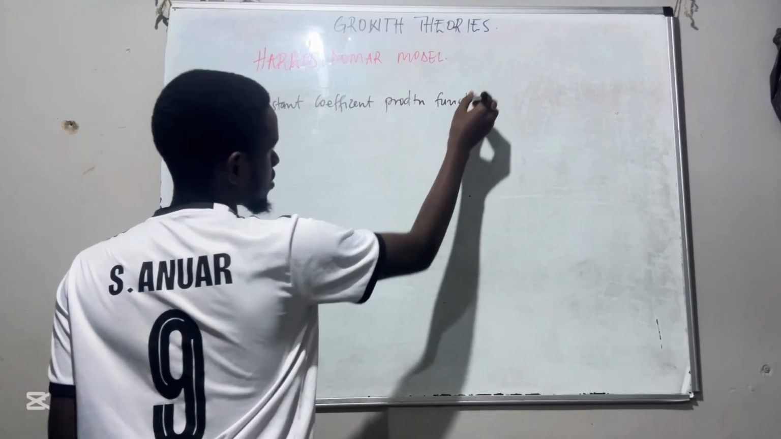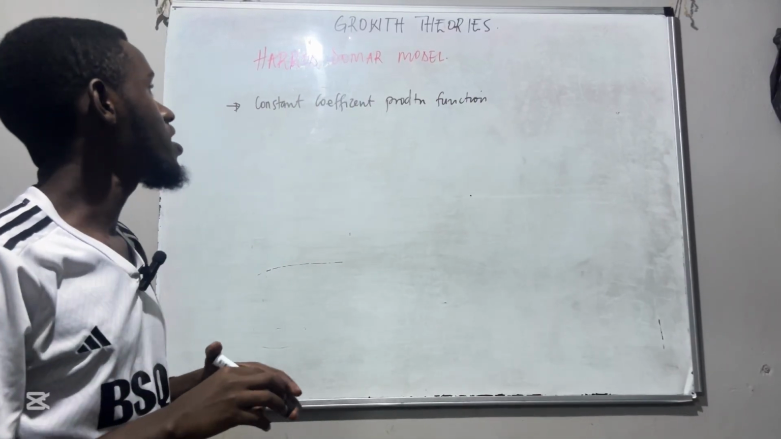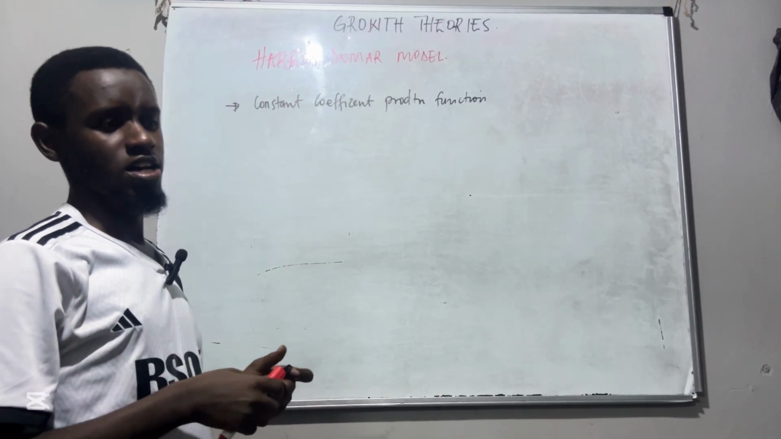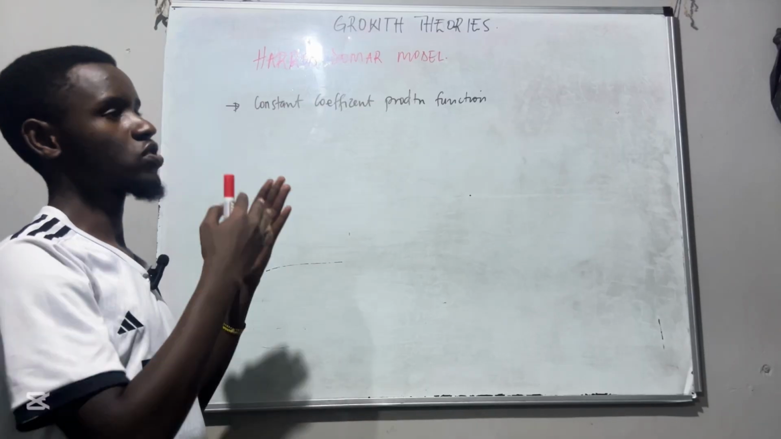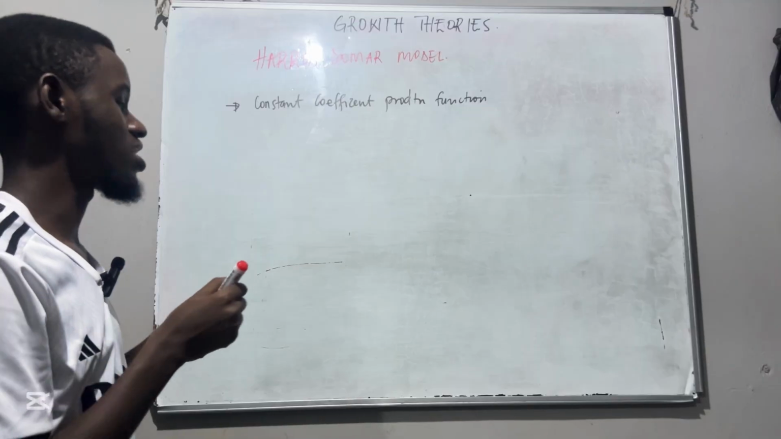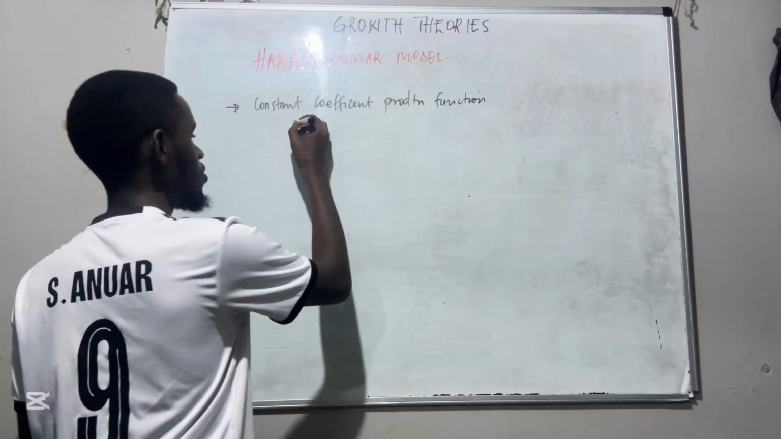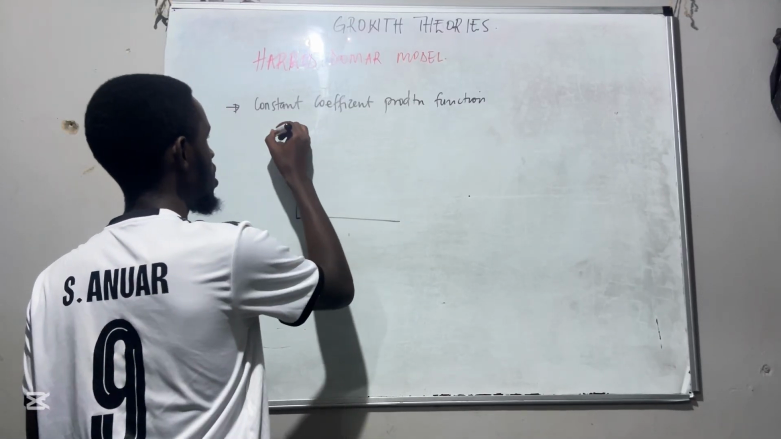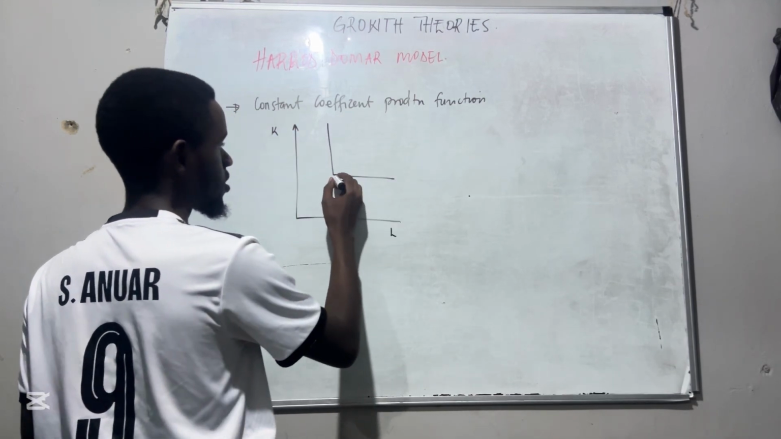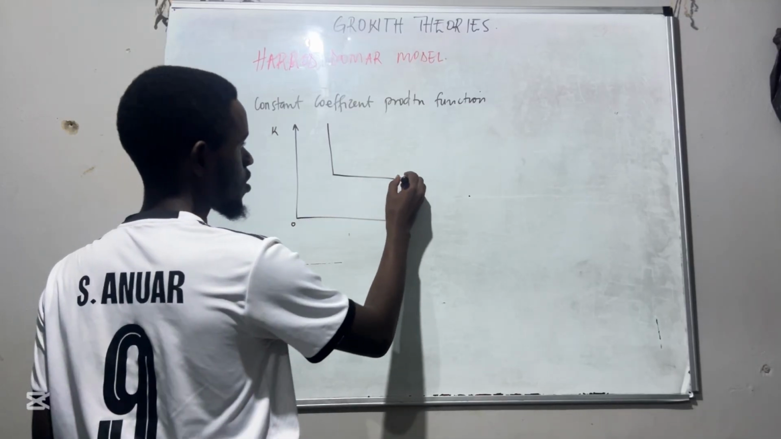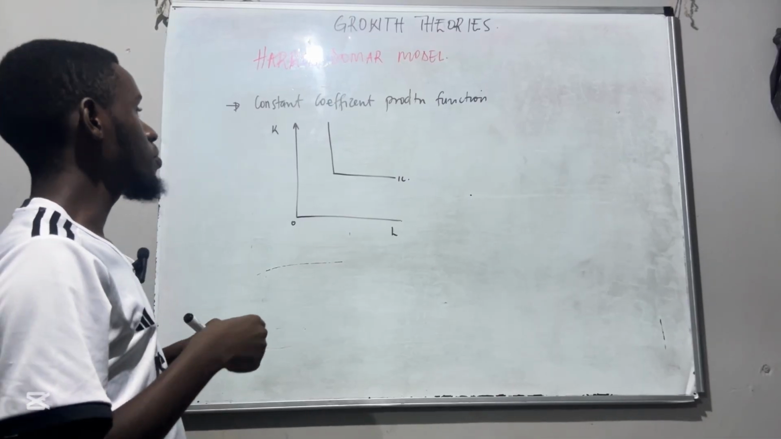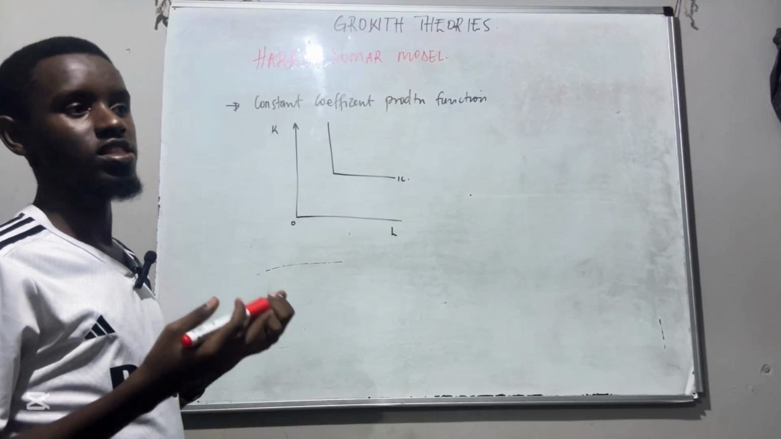What does this mean? Under the Harrod-Domar model, it assumes that an economy has a constant coefficient production function. It means that the production function in this economy is a fixed-proportions isoquant. If we have two factors of production, capital and labor, then its isoquant is L-shaped in this format. This is the isoquant curve. For it being L-shaped, it means that capital and labor are not substitutes, they are complements.